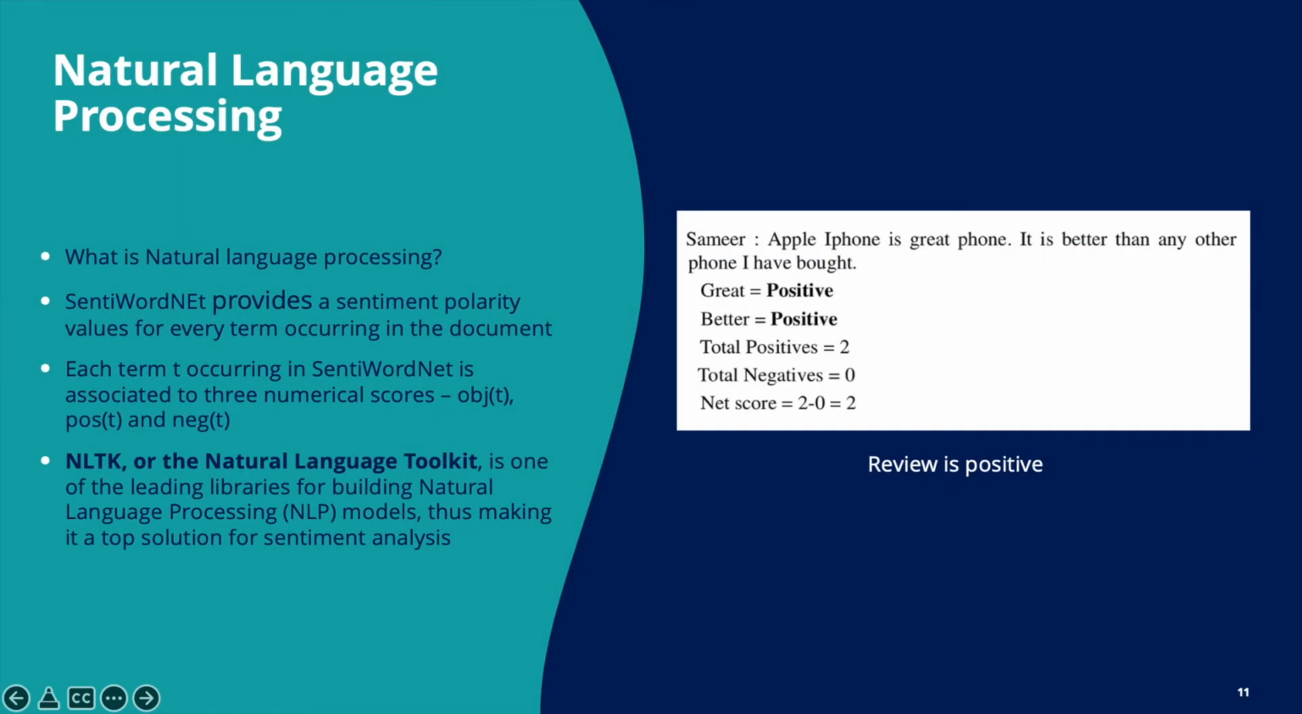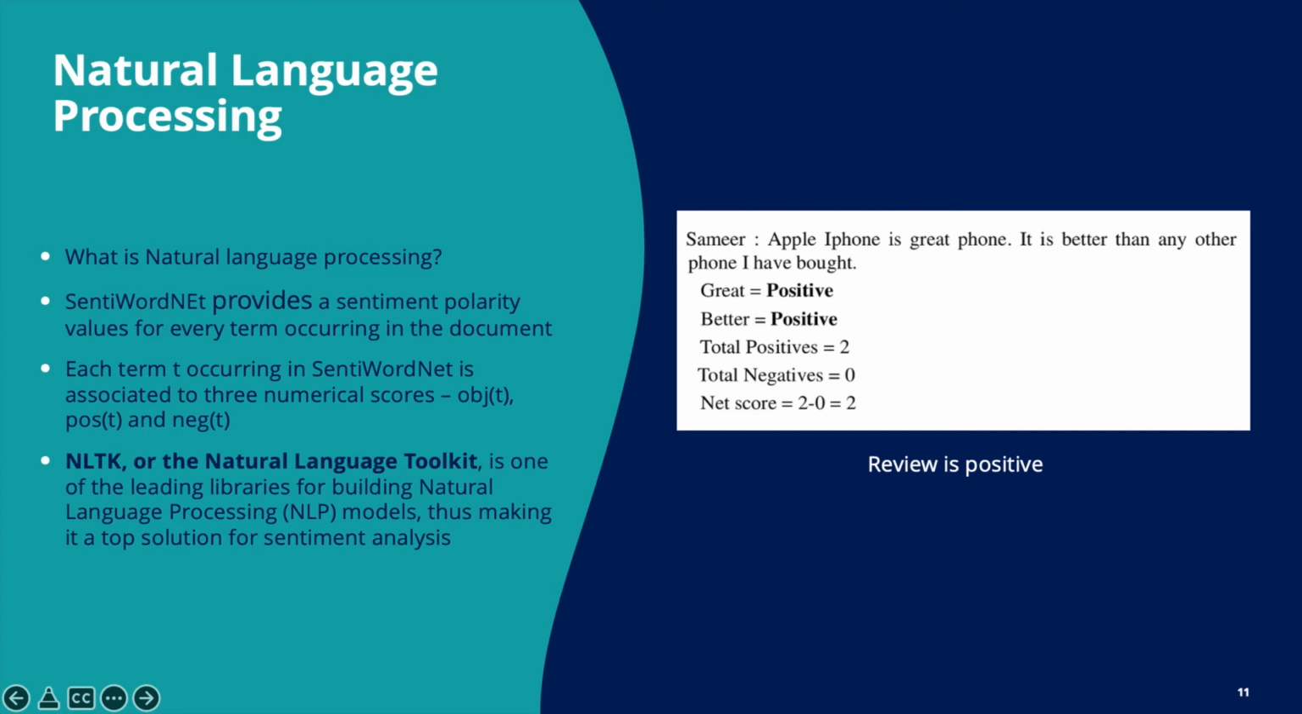The other method is natural language processing. What is actually natural language processing? It is a field of computer science, artificial intelligence, and linguistics concerned with the interaction between the computer and the human. SentiWordNet provides sentiment polarity values for every term occurring in the document. So each term T that is occurring is associated to three numerical scores, that is objective T, positive T, and negative T, an example of which is shown on the screen.